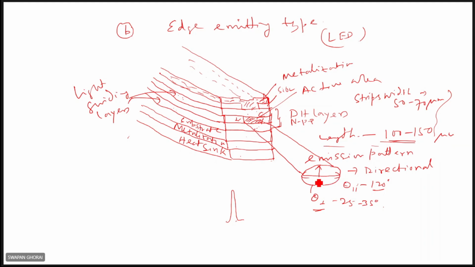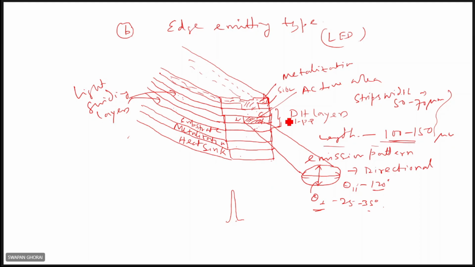You see the emission pattern, theta perpendicular, theta parallel, upper beam width. When it is parallel to the plane of the active region, it is 120 degrees. But in the perpendicular direction, the upper beam width is 25 to 35 degrees. That's why it is highly directional. It is just like a laser source, this edge emitting type LED. So these are the two structures widely used for fabrication of LEDs.